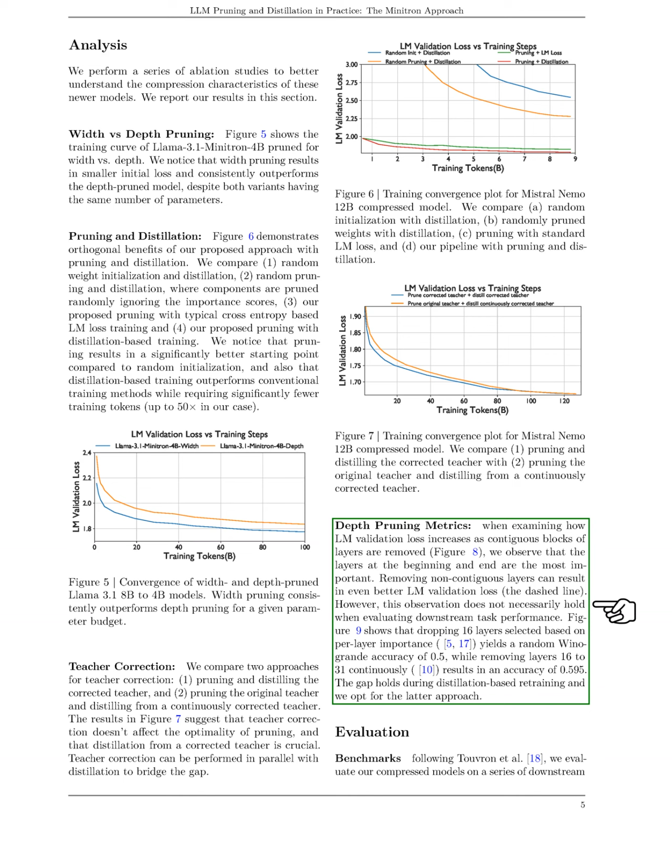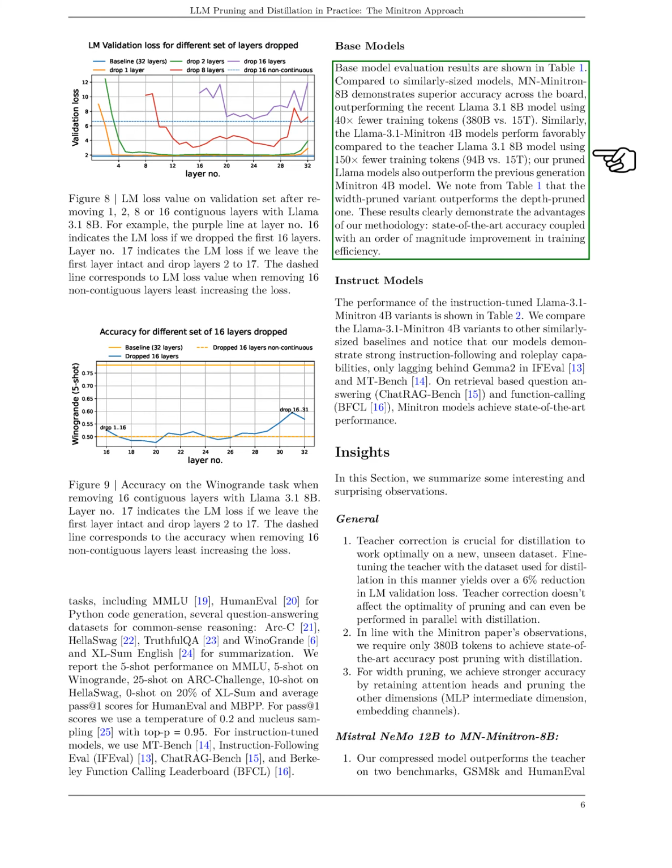For benchmarks, we evaluate our compressed models on various downstream tasks, including MMLU, HumanEval for Python code generation, and several question-answering datasets. We report performance metrics for different shot settings and use specific sampling techniques for our evaluations. In terms of base models, our results show that MN-8B outperforms similarly sized models, achieving better accuracy while using significantly fewer training tokens. The Llama 3.1-4B models also perform well compared to the teacher model, demonstrating the advantages of our methodology in terms of accuracy and training efficiency.